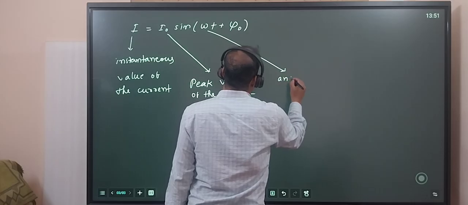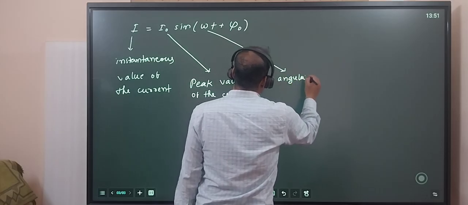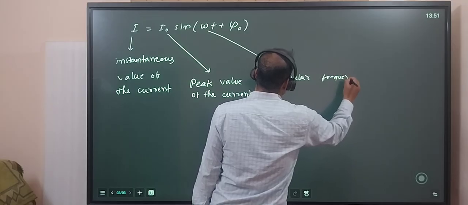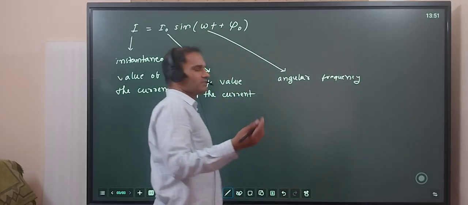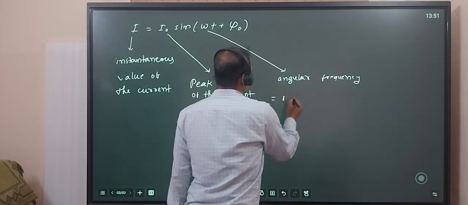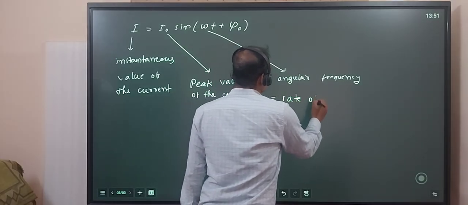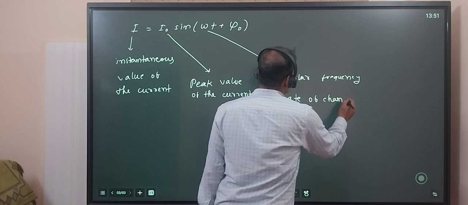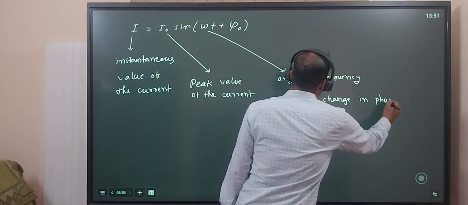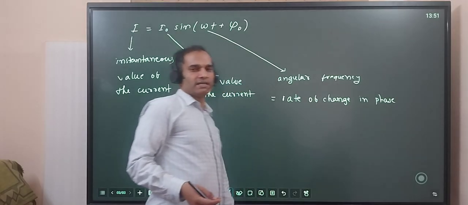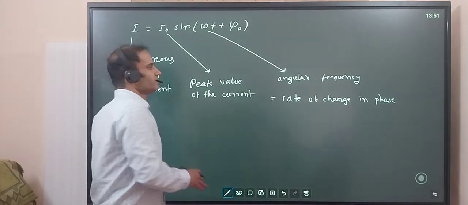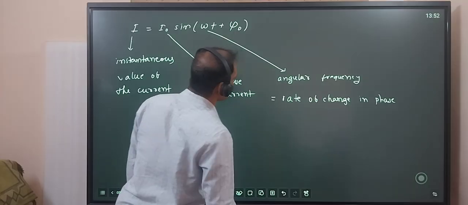this omega is called angular frequency. Angular frequency, and what is angular frequency? It is the rate of change in phase. But I have not defined phase, right? So I will define phase first, then I will discuss this part.